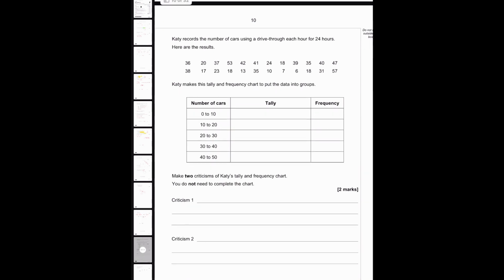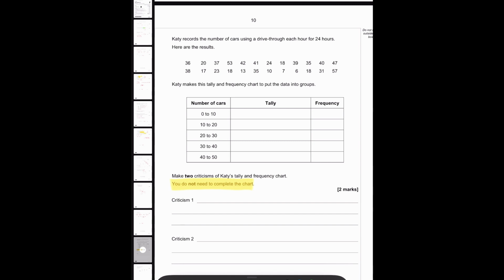Question 13 states, Katie records the number of cars using a drive-through each hour for 24 hours. Here are the results. We can then see underneath a chart that looks like we may have to fill in. However, if you read the whole question, you will see that we do not need to complete the chart. This is why it is important that you make sure to read the question, as you could have wasted time doing something that wasn't needed.